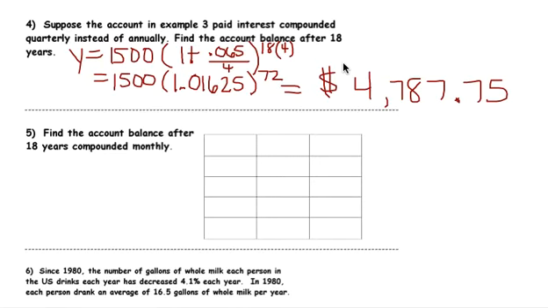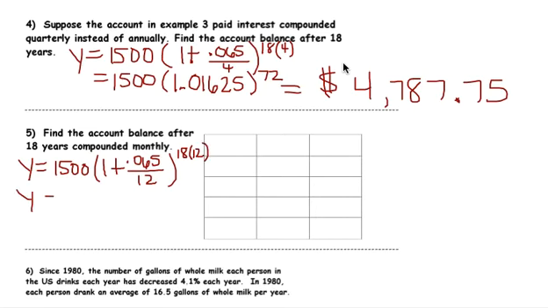Okay, let's look at number 5. We're not going to use that chart there. Find the account balance after 18 years compounded monthly. Okay, so we're still using the y equals 1,500. We're still going to have the 1 plus. It's still 0.065 divided by 12 because it's monthly. And then it's 18 years, but it's multiplied by 12 because it's happening 12 times a year.